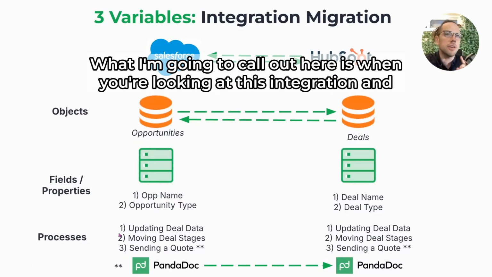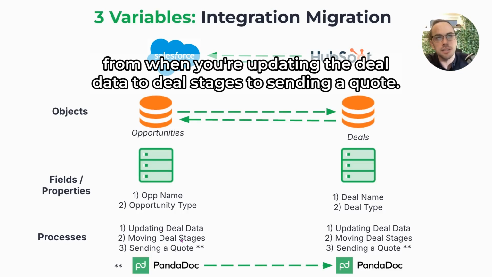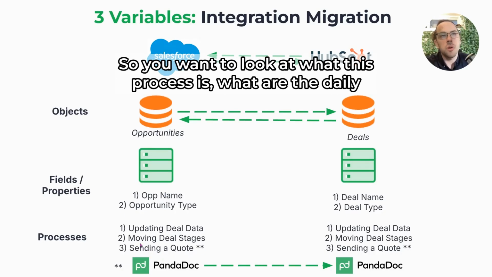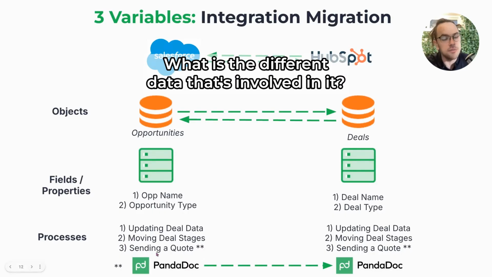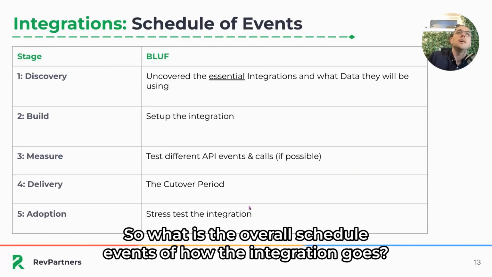What I'm going to call out here is when you're looking at this integration, you might have different processes, from updating the deal data to deal stages to sending a quote. Sending a quote, I put stars here because that involves an integration. So you want to look at what this process is. What are the daily actions of the users who do it? What is the different data that's involved in it? Because that will affect how the integration pans out. So what is the overall schedule of events of how the integration goes?